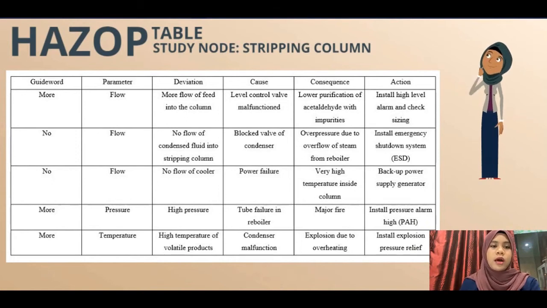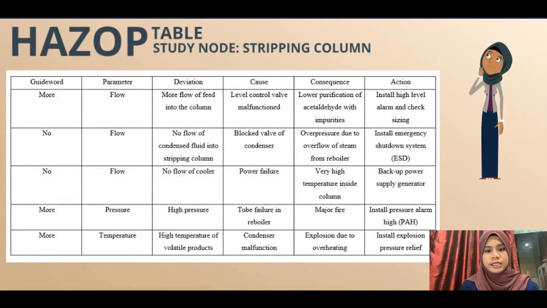Thus, it will make the impurities not able to be separated completely from the products, which is the acetaldehyde, thus lowering the purification desired. And this can be prevented by installing a high level alarm, and also we can check the sizing of the pipe.